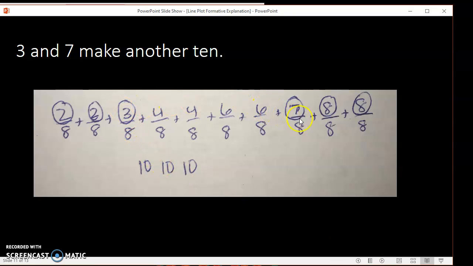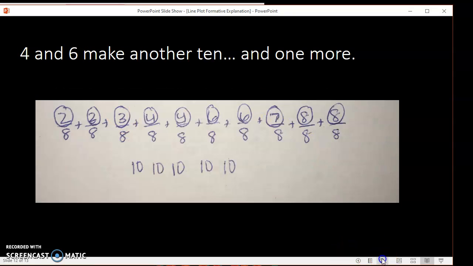3 and 7 also make 10. 4 and 6, 4 and 6. There's 2 more 10s. So now I have a total of 5 10s, or 50. That was a lot more efficient than me adding them across the top. Either 2 plus 2 is 4, plus 3 is 7, plus 4 is 11. You get the idea. So this is much more efficient. If you don't already use the make a 10 strategy, you may want to start putting it in your toolkit.